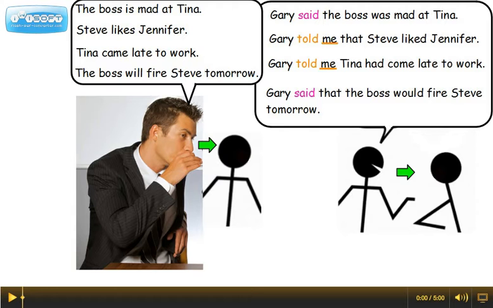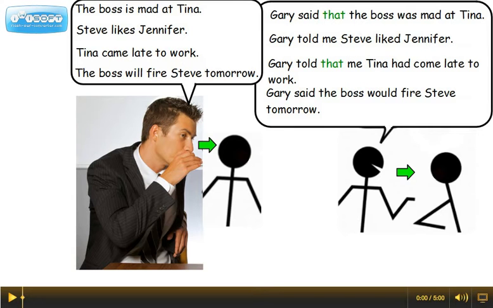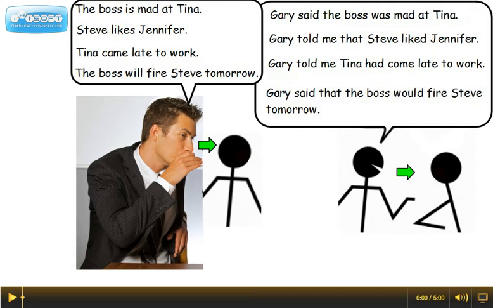When I'm using told, remember you need to identify the object. Gary told me, but never use the object after said. The next thing that you might notice is that I'm using the word that. And this word is completely optional, as it so often is in many clauses. In fact, I could use that in the other sentences if I want, or eliminate them. It's completely optional.